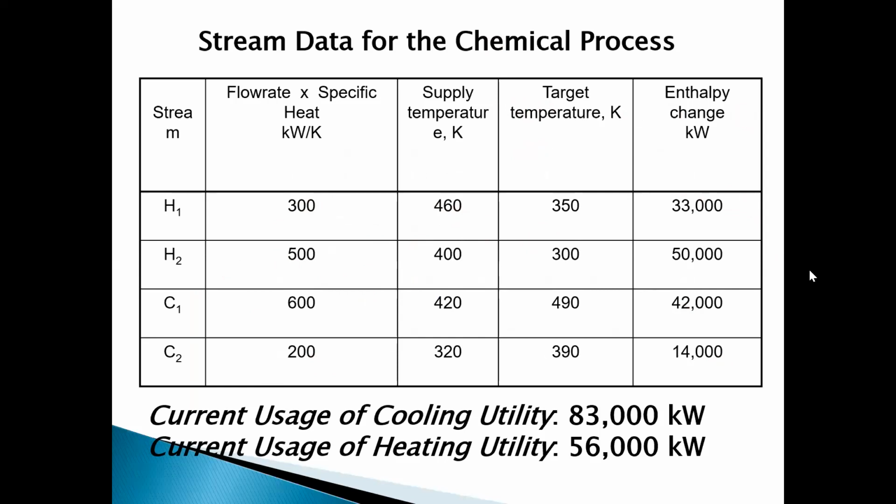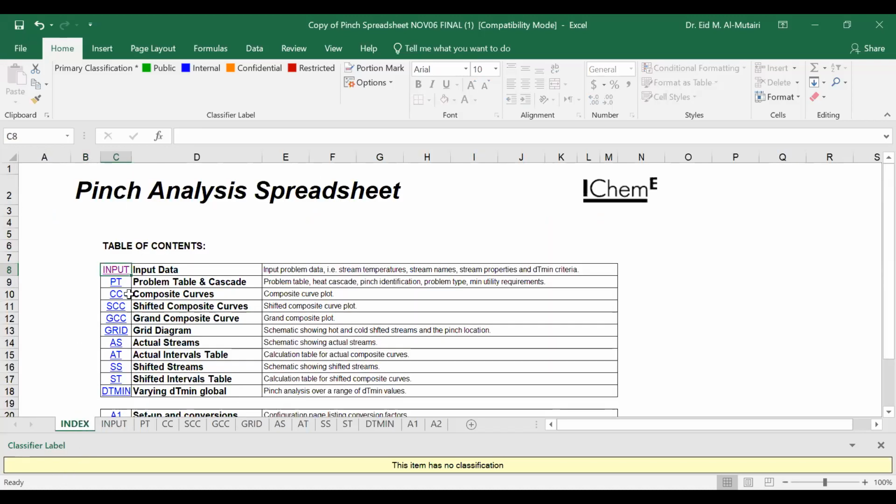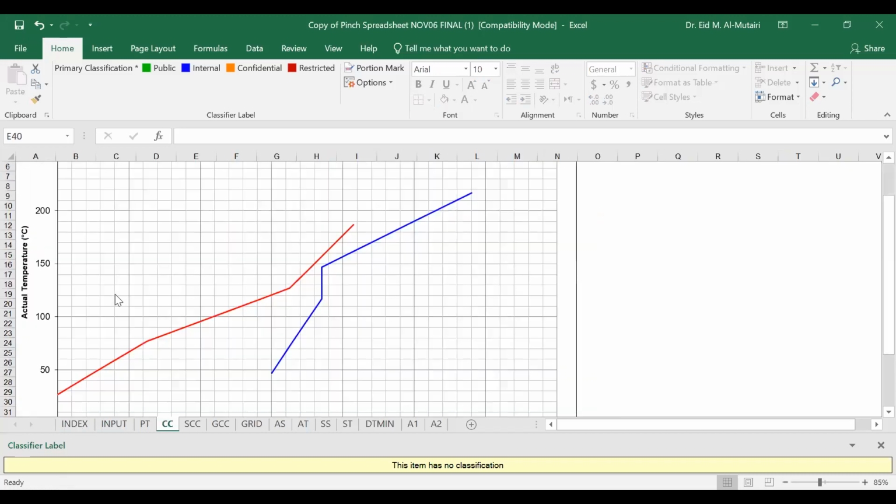Yes. Okay. Now we'll go back to the separate sheet. So I put all the data. I put now the heat capacity flow rate in there. So I'm ready to go to the pinch diagram. The composite curve is in here. This is the composite curve. Where is the pinch point? The pinch point is here. What is the minimum cooling and minimum heating?